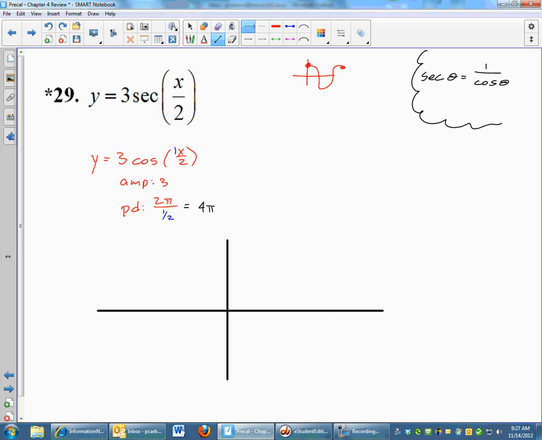So my amplitude is 3, so I'm going to start up at 3, and I'm going to kind of cheat. It's not really cheating, but I'm just going to put a mark and call that 3. I'm also going to go down to -3. I will section off my x-axis, 1, 2, 3, 4, and then I'm going to graph my cosine based on that amplitude, and I'm going to go through those 4 points.